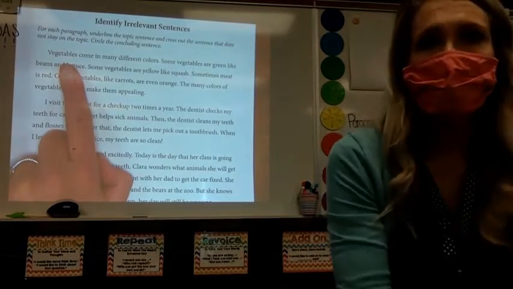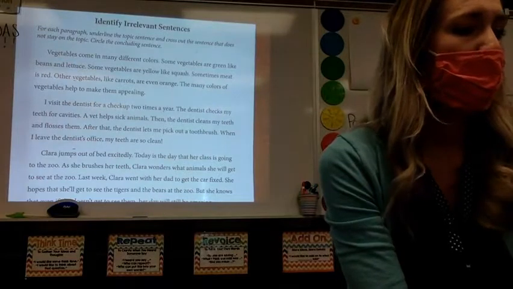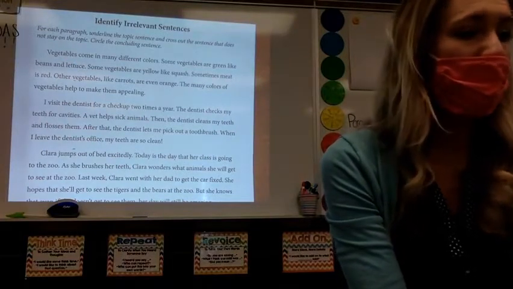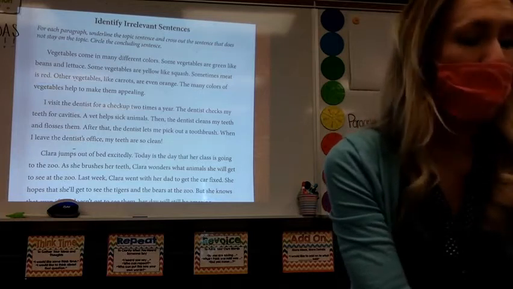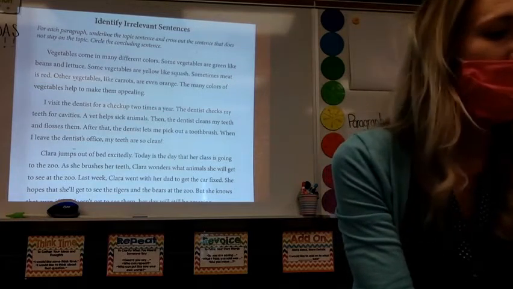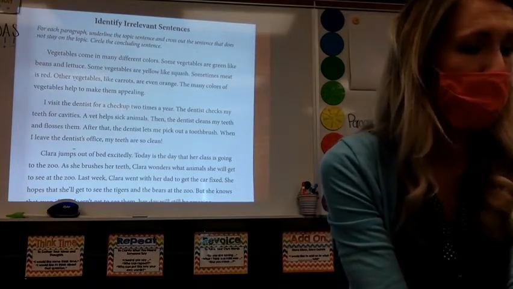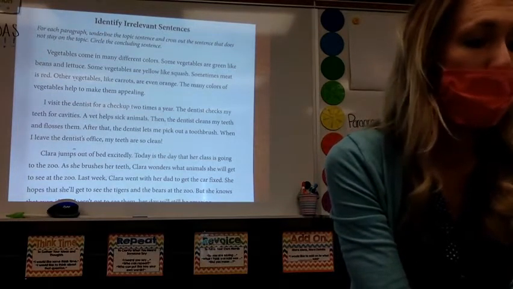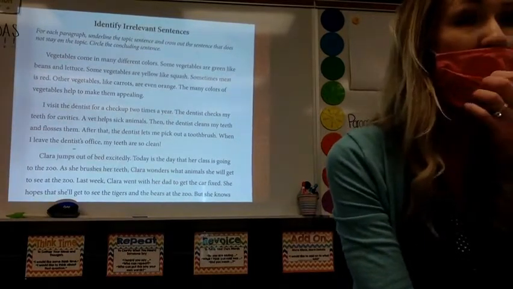I'm going to read it once to you, and I want you to think about what the topic sentence is. Are you ready? Vegetables come in many different colors. Some vegetables are green like beans and lettuce. Some vegetables are yellow like squash. Sometimes meat is red. Other vegetables like carrots are even orange. The many colors of vegetables help to make them appealing.